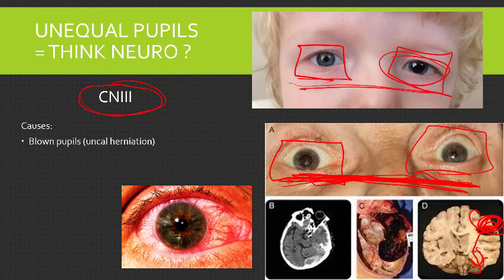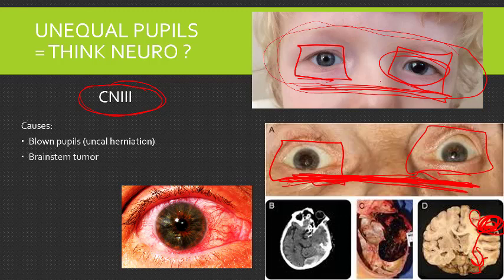Now in this kid, this little boy is awake and alert and has no neurologic findings. He's got no history of trauma. It doesn't really seem like he should have uncal herniation. So there must be other causes of unequal pupils, and there are.